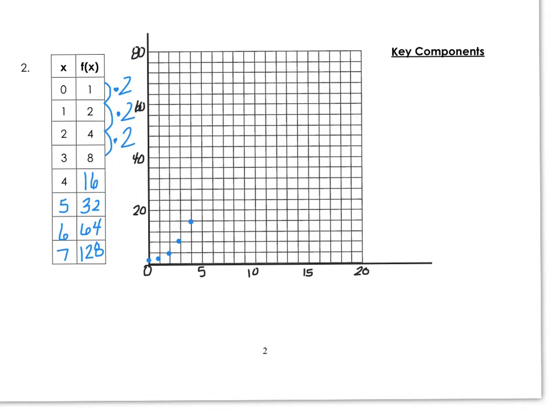And then 5 is at 32. And then 6 is at 64. But I can see already that this is not going to be able to be connected with a straight edge. I don't have a linear relationship here. There was something different that was shown in the table. I didn't add each time, I multiplied by 2. So that shows me that this is a different function.